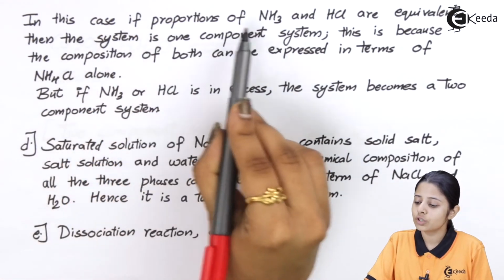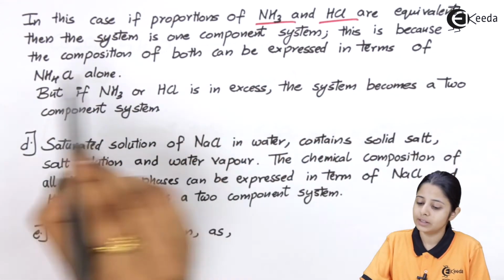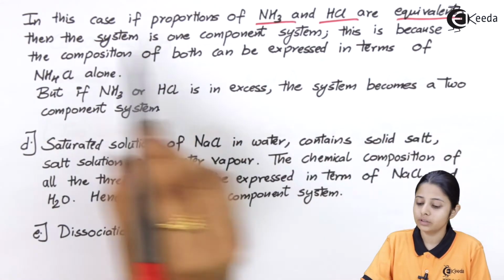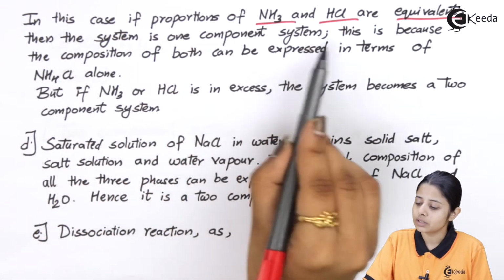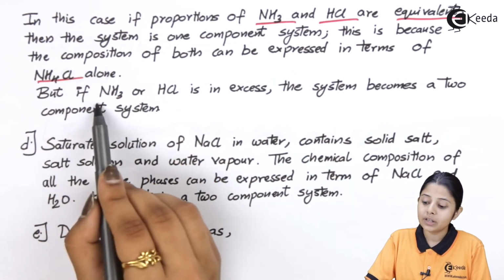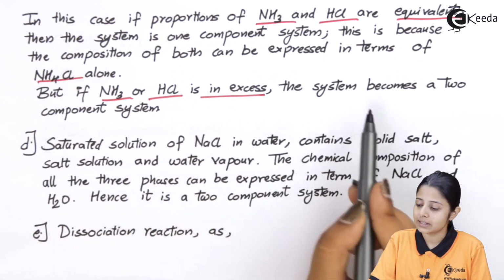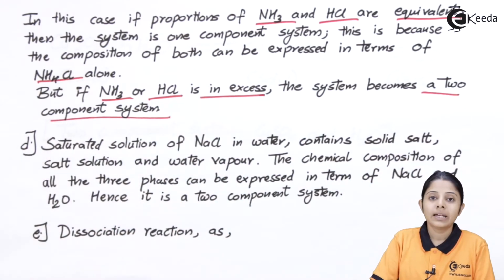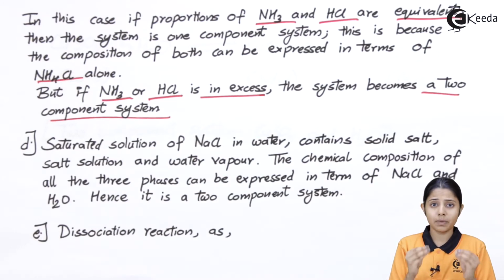In this case, if proportions of NH3 and HCl are equivalent, meaning same amount of it, then the system is a one component system. This is because the composition of both can be expressed in terms of NH4Cl alone. But if NH3 or HCl is in excess, the system becomes a 2 component system. That means just by looking at a system or a reaction, we cannot say that this is a 1 component, 2 component, or 3 component system. It depends upon the kind of components it has, the kind of phases which they undergo, the final phase which they attain, and also if they are in equilibrium or in excess.